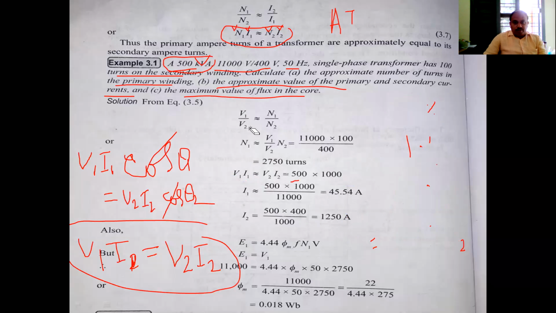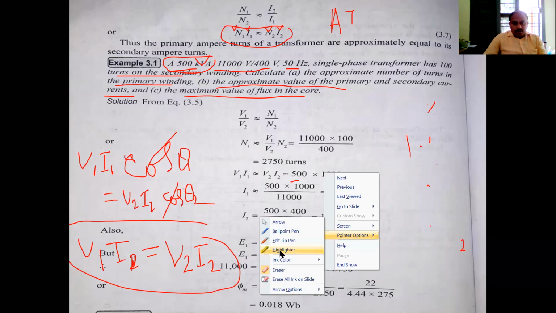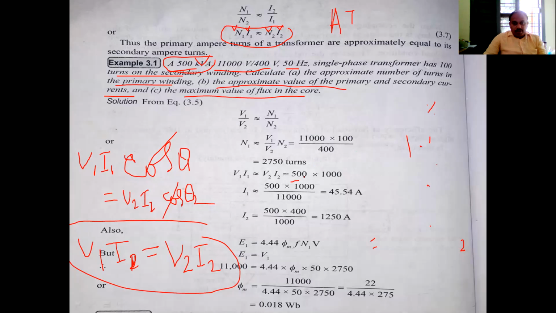Similarly, V1 by V2 equals N1 by N2. So N1 equals V1 by V2 into N2. From this we calculate the primary turns N1. Then from V1 I1 equal to V2 I2, equal to the power rating of the transformer, we calculate the primary current and secondary current. So 45.54 amperes is the primary current and 1250 amperes is the secondary current.